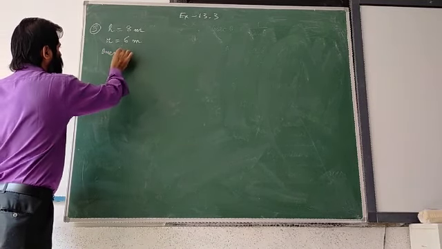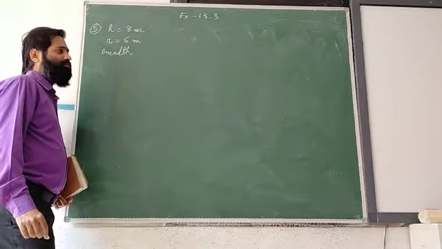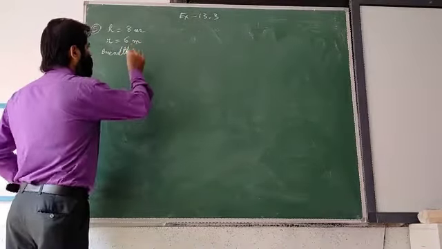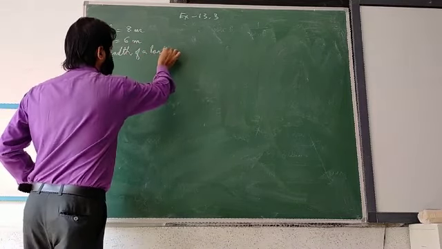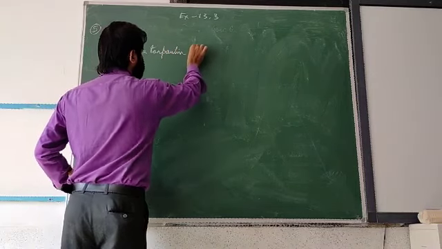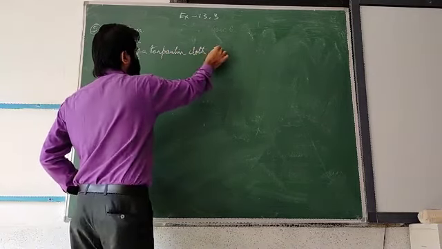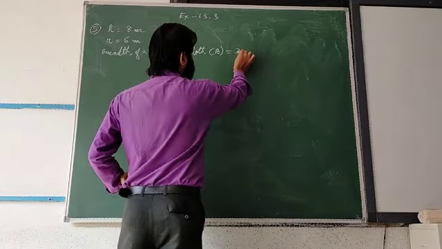Breadth of a tarpaulin cloth. Okay, let it be capital B, and that is equal to 3 meter.